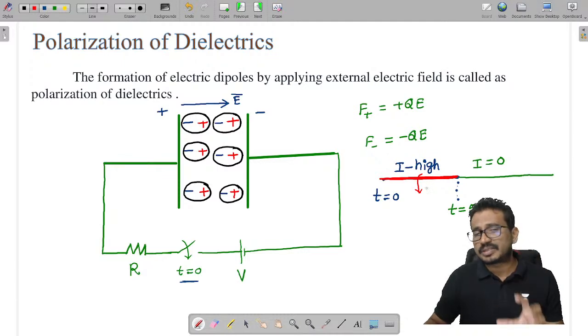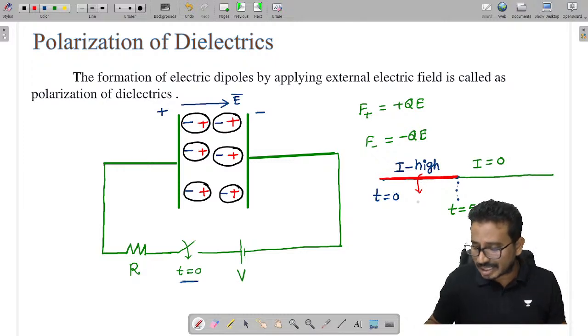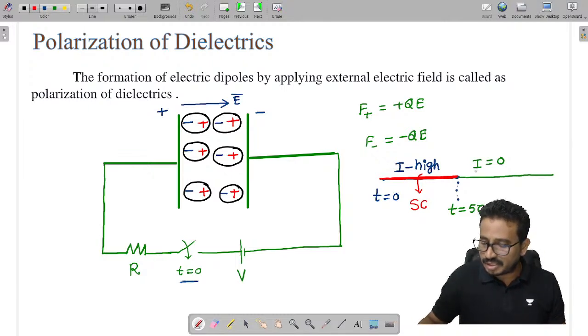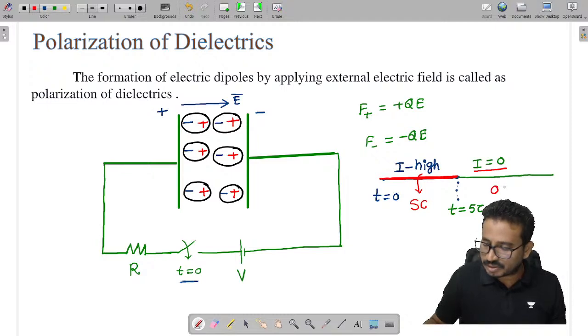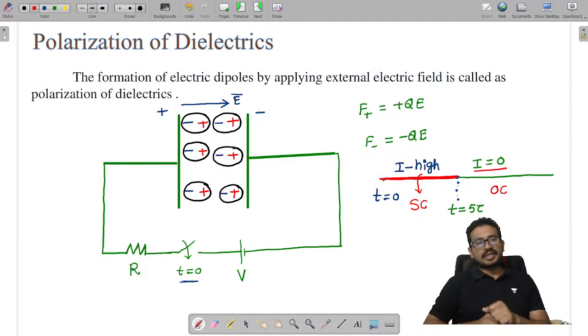This maximum current situation generally happens when the resistance value is 0. When we have a huge, maximum current, the resistance is 0. So here the current is maximum. Can I treat this as a short circuit? And once a dipole has been formed, there is no further flow of current. No flow of current means current is 0, which we can treat as an open circuit.